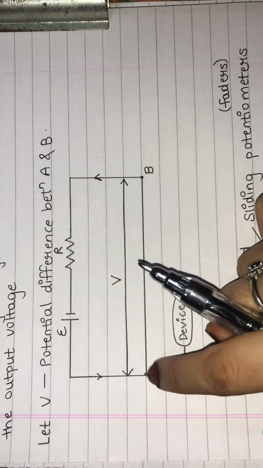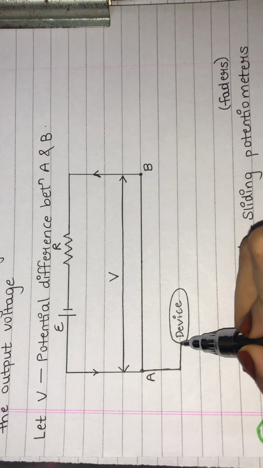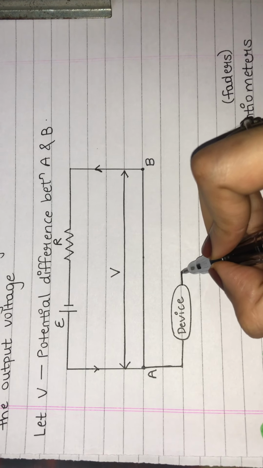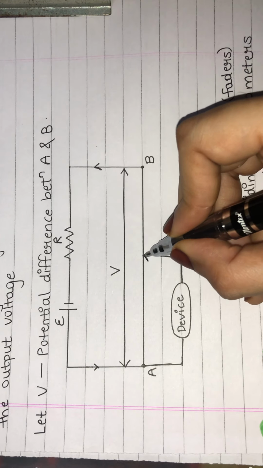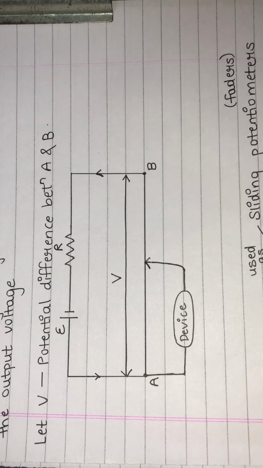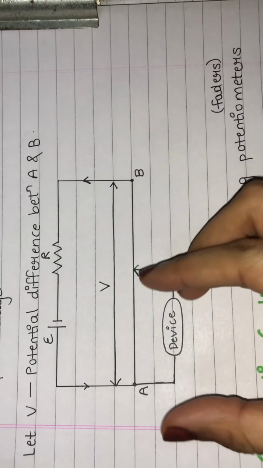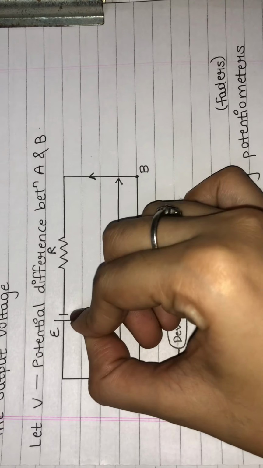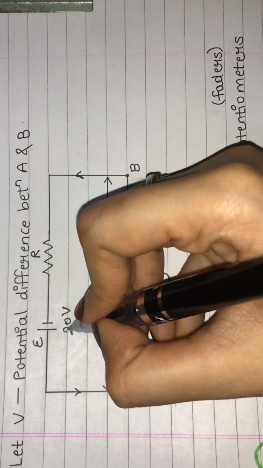Now from the positive terminal of the battery, we have a device which will be getting the output voltage, and to the other end of the device we are connecting the slider of the potentiometer. Okay, slider, or you can also say a jockey. By touching the jockey we can change the output voltage. How? See, here the device is connected parallel to this battery. Suppose we have used a 20 volt battery.